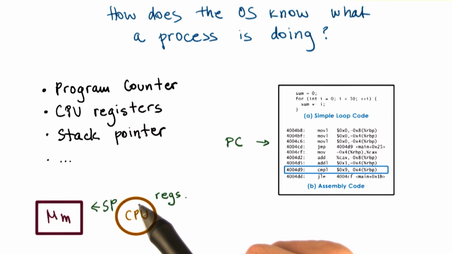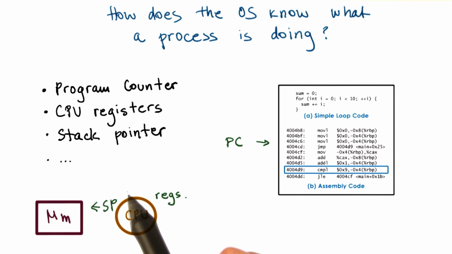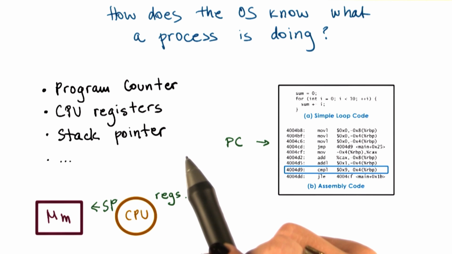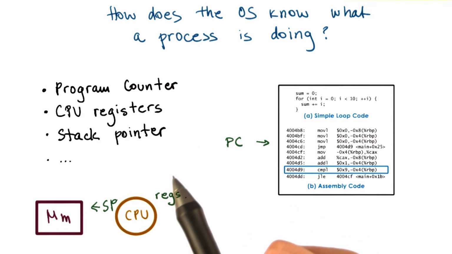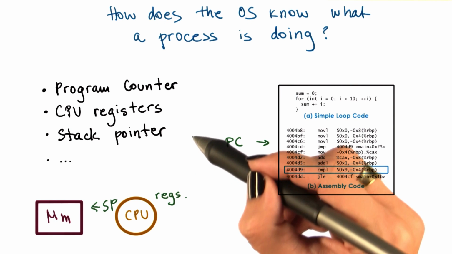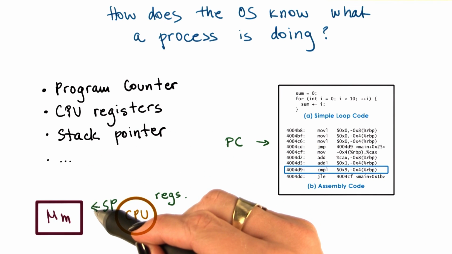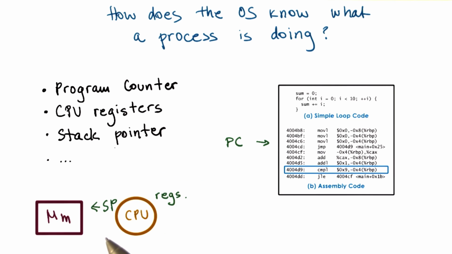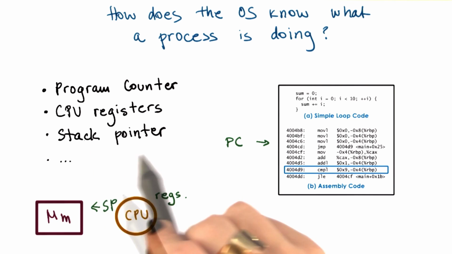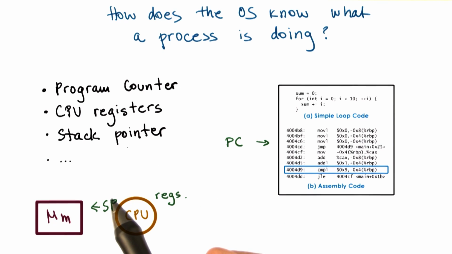Another piece of state that defines what a process is doing is the process stack. And the top of the stack is defined by the stack pointer. We need to know the top of the stack because the stack exhibits this last in, first out behavior. So whatever item was the last one to come on top of the stack needs to be the very first item that we can retrieve from the stack. So the stack pointer maintains this information.